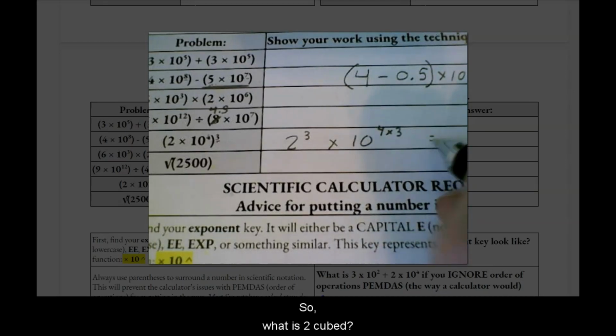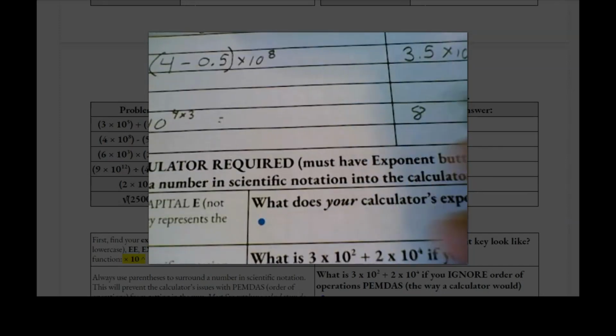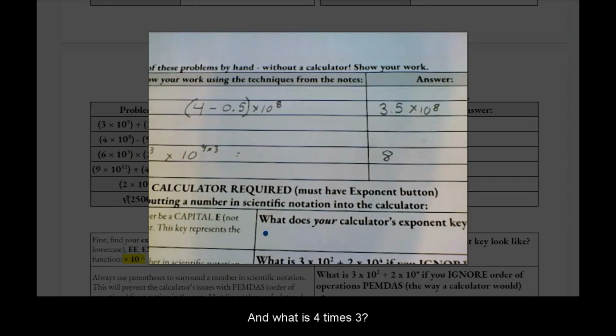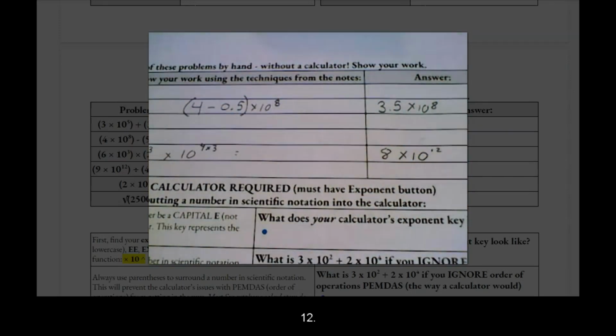So what is 2 cubed? 2 times 2 is 4, 4 times 2 is 8. And what is 4 times 3? 12.